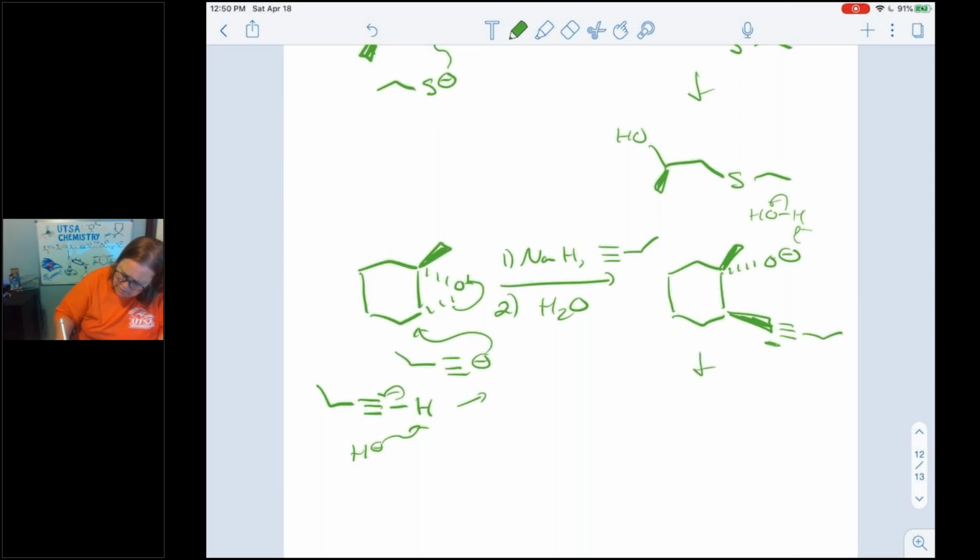Protonation step. Formation of this species here. Questions?